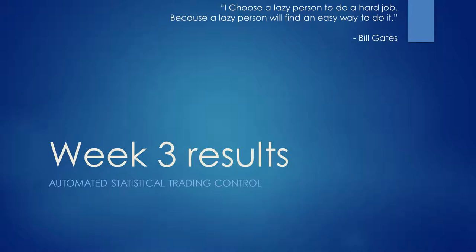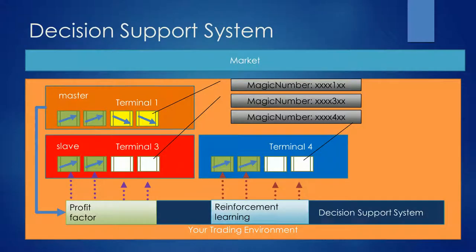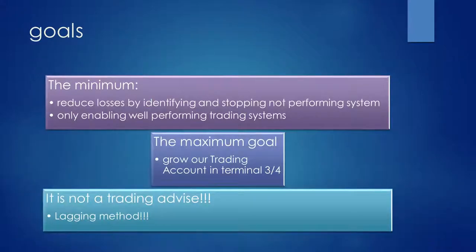I want to refresh what we are doing here. We're trying to use our lazy trading approach. Trading system in terminal 1, we are freely trading. At the same time, the exact same trading systems are deployed in terminals 3 and 4. They are not trading, but waiting until the decision support system algorithm triggers them, either by using simple statistical control of the profit factor or by using a reinforcement learning technique.